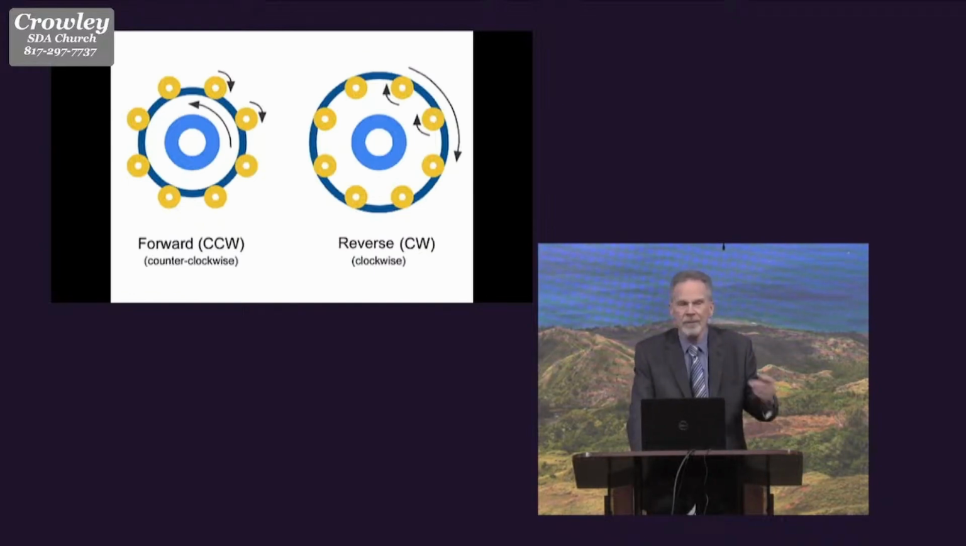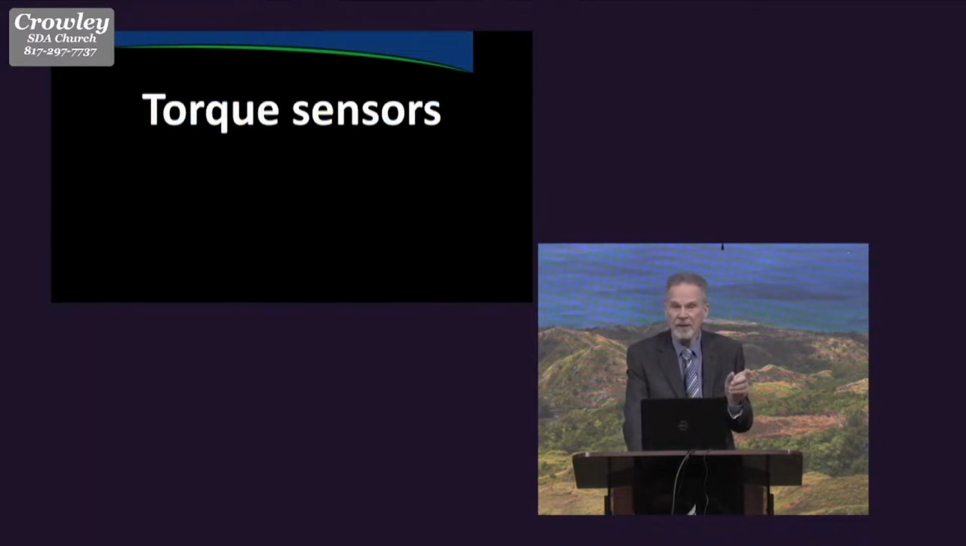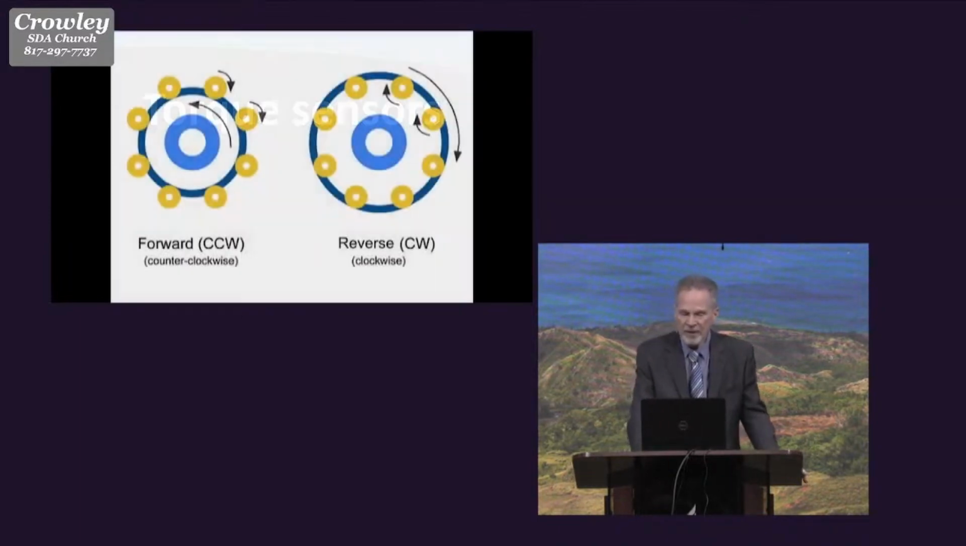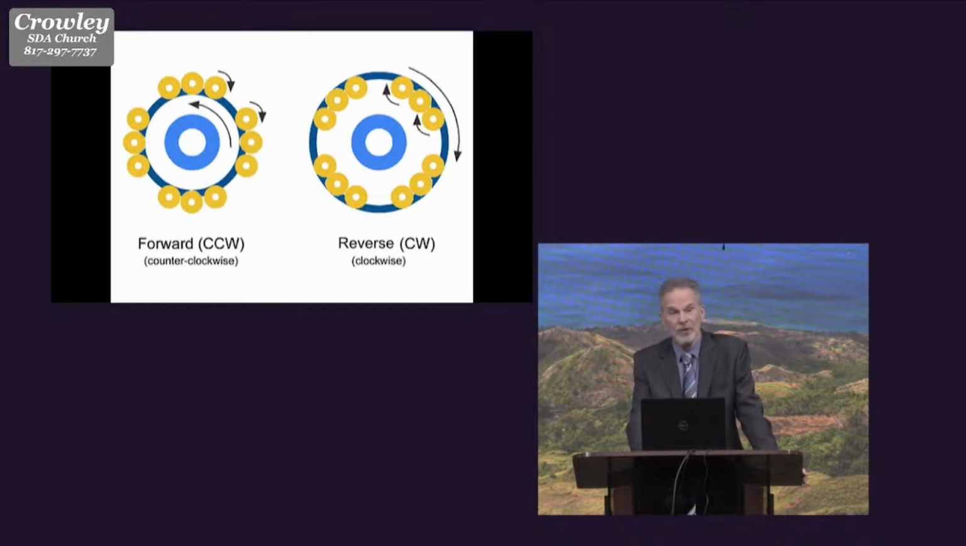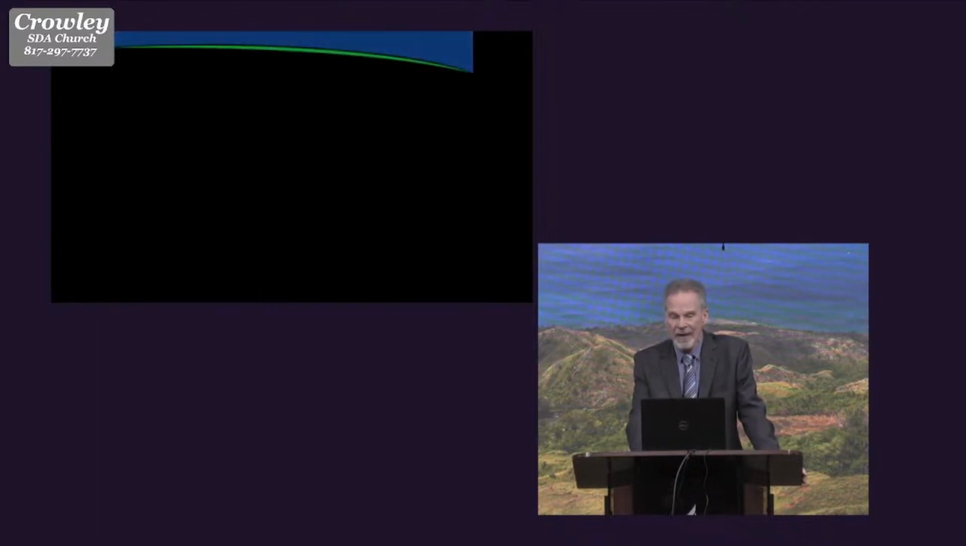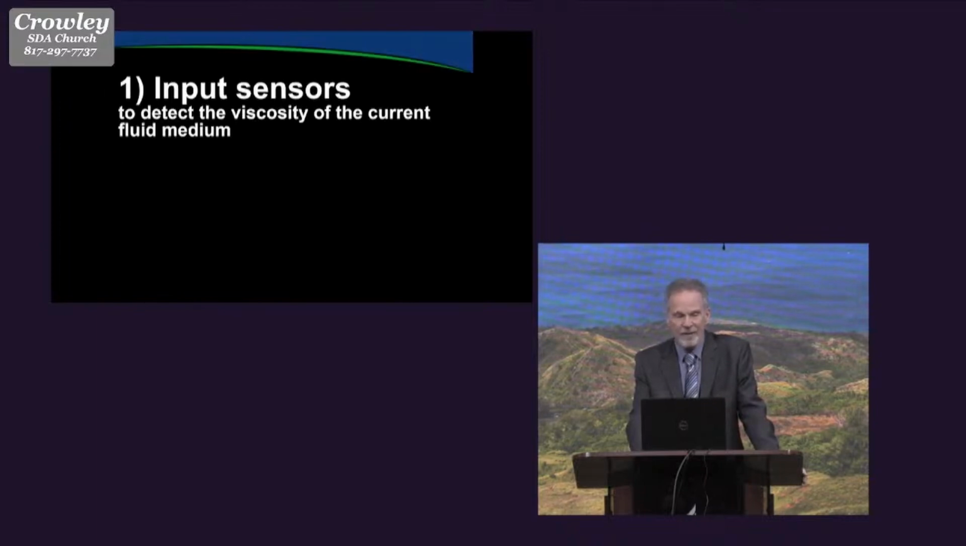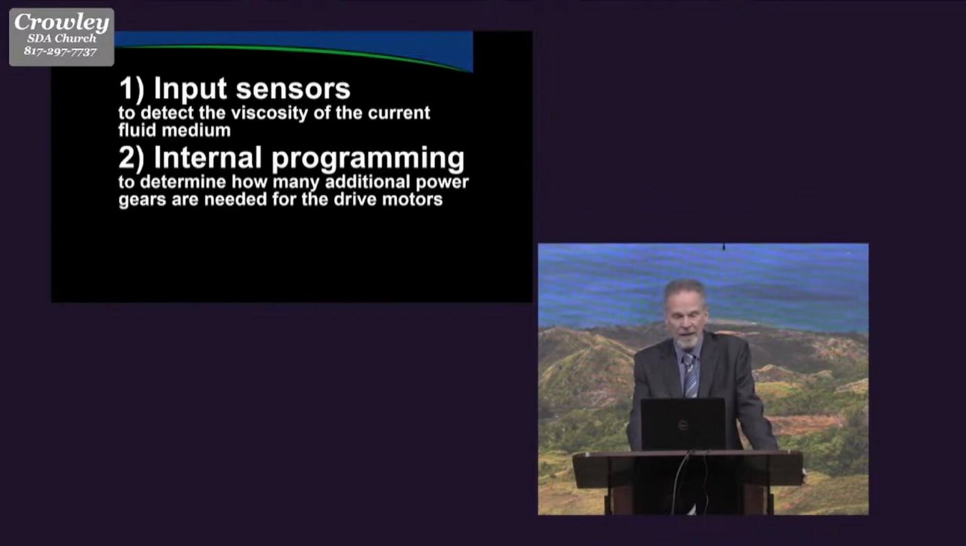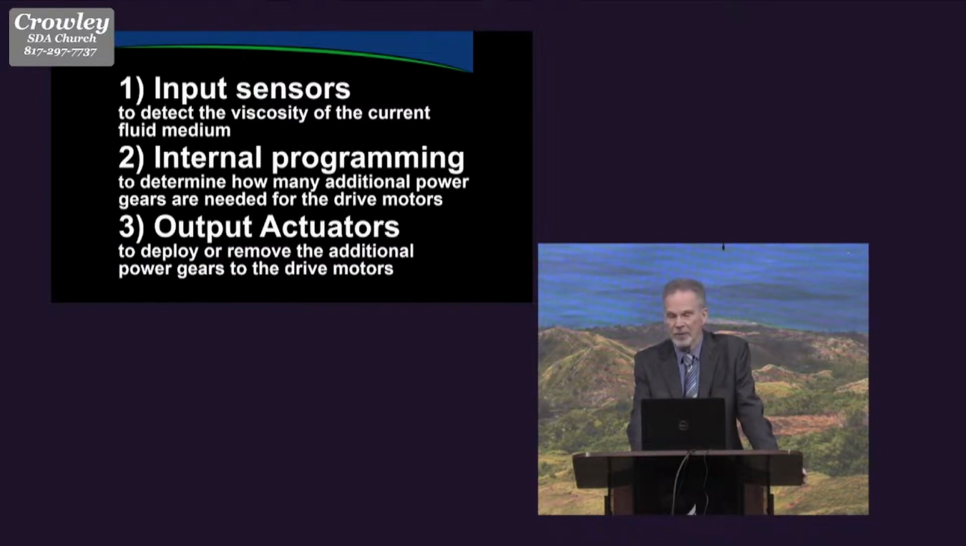Well, this little mechanism, this little bacteria that's swimming around, if it encounters a thicker fluid medium, it needs more torque to drive it. So what does it do? It senses that it needs more power behind its motor, so it kicks in extra power gears to give it more torque as it needs, which will consume a little more energy. As soon as it does not need those extra gears, they drop back out. And so we have input sensors to detect the viscosity, internal programming to determine how many extra gears it needs, and output actuators to deploy those gears.